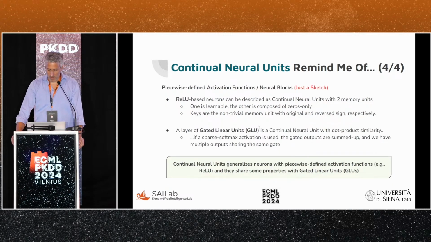And then just to conclude about this, also if you think about rectifiers, ReLU activations, this model can actually be shown to implement a classic neuron with a ReLU activation using a continual neural unit with two memory units, in which one of them is basically composed of zeros. Or if you're familiar with gated linear units, there are still some analogies, right?